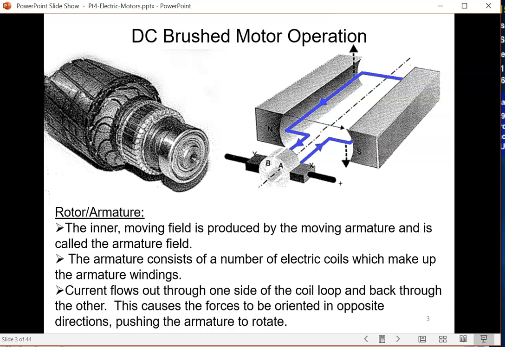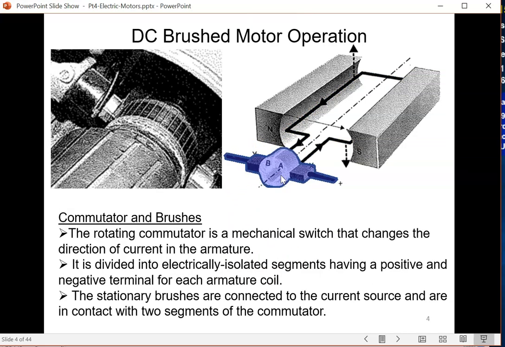The direction is reversed by using the commutators and the brushes. If you look at this, this side is connected to that block of the commutator, and this side of the coil is connected to this part of the block of the commutator. But the brushes are not moved, and the polarity of the power source is not changed.